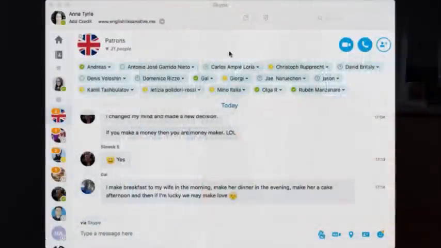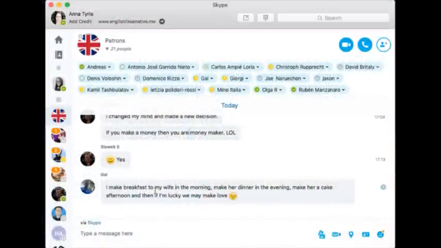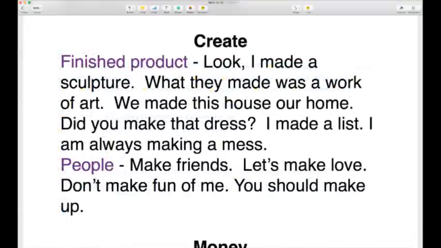Vandally, you must be late to the lesson. We make a bed, not do the bed. We make the bed. Okay, what are my students saying? My patrons saying here, I make breakfast for my wife, not to my wife. I make breakfast for my wife in the morning. I make her dinner in the evening. I make her a cake in the afternoon. Make sure you put in the afternoon. And then, if I'm lucky, we may make love. Very nice. You are a good husband. A very good husband. Let's carry on here.